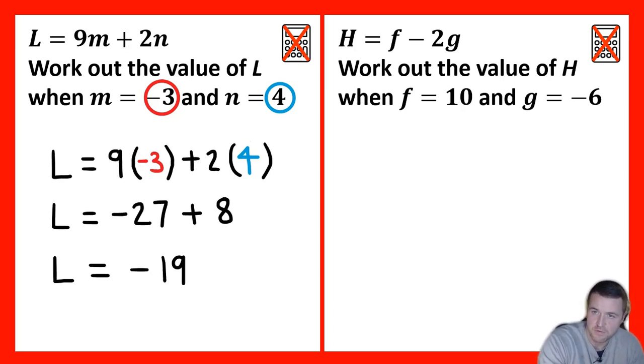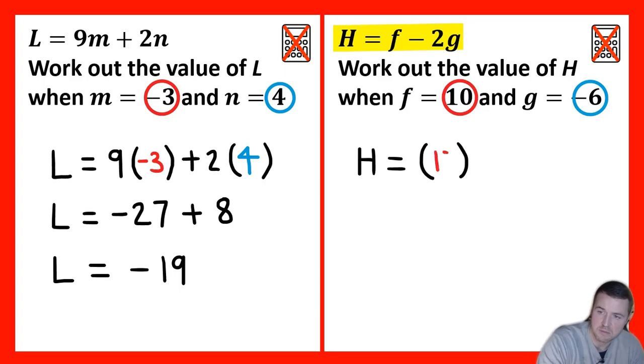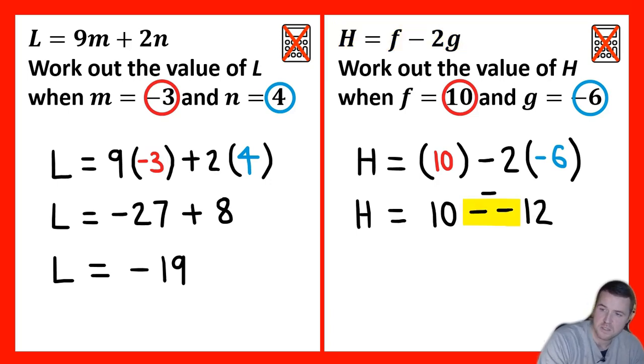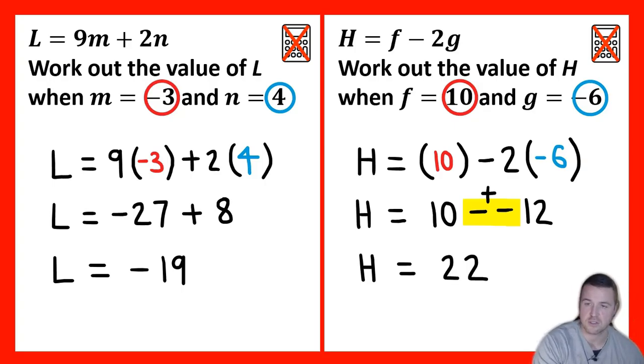For the second question, the formula is h equals f minus 2g. We need to work out the value of h when f is equal to 10 and g is equal to -6. Rewrite the formula with the substituted values for the variables. H is equal to f, so using brackets, replace f with 10, minus 2 lots of brackets, g, which is replaced with -6. H is equal to 10, and I'm taking away 2 lots of -6, which is -12. Subtracting a negative is the same as adding, so my final answer will simplify to give me 10 plus 12, so h is equal to 22.